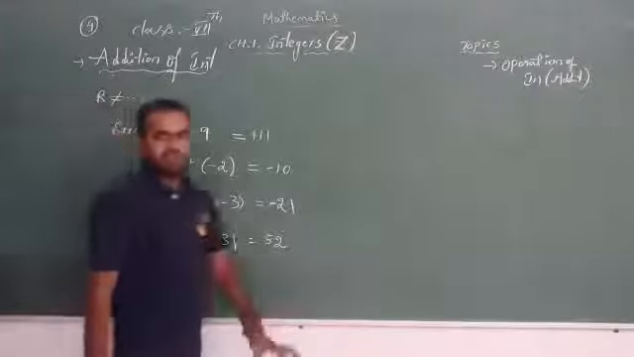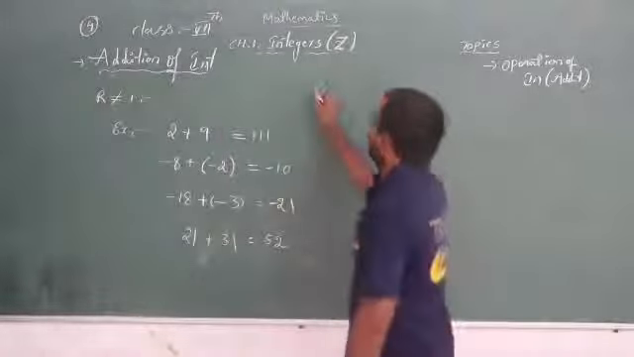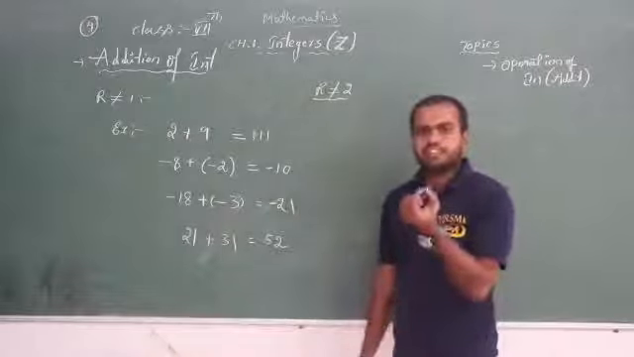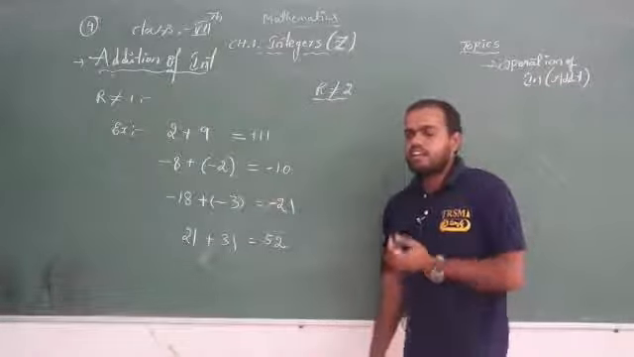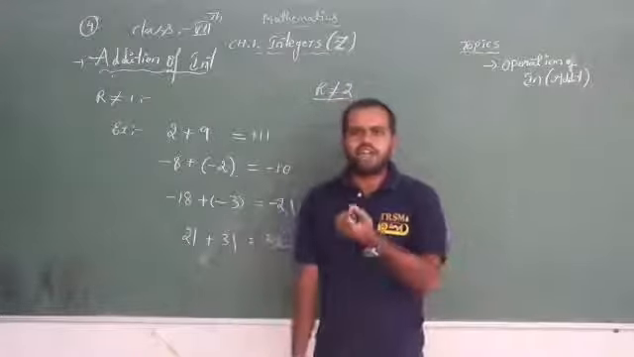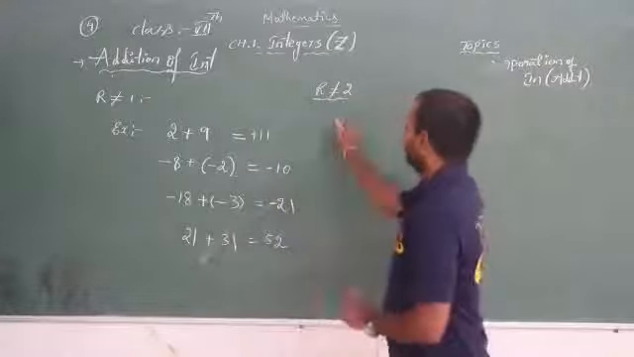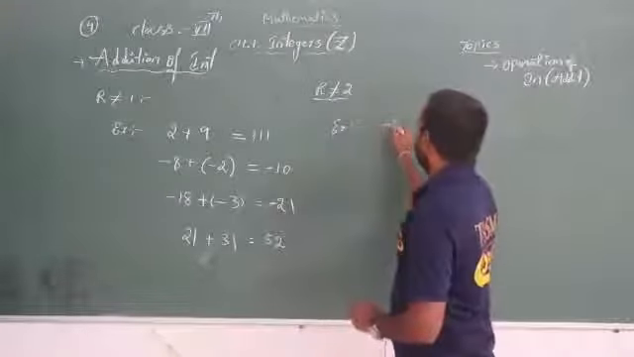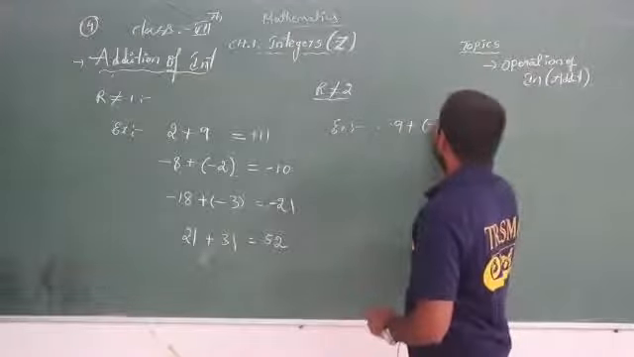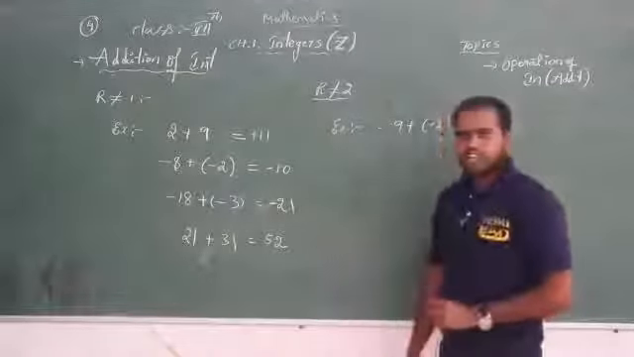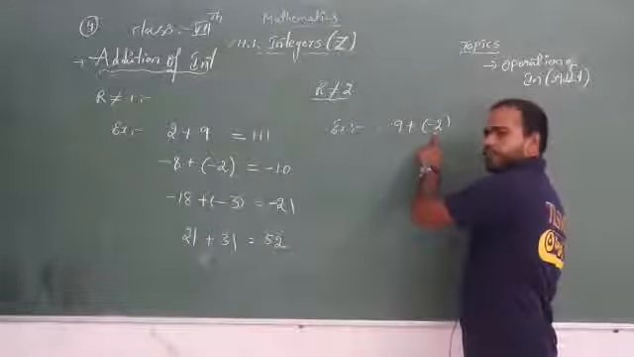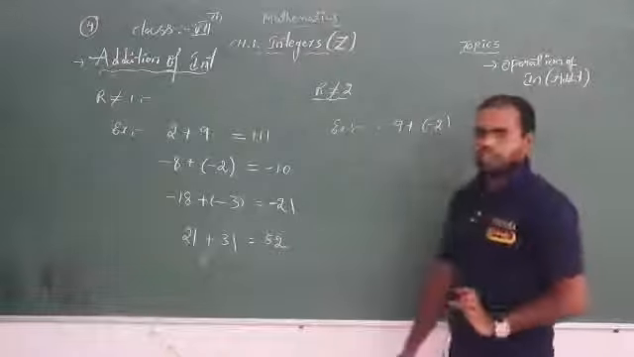Now see rule number 2. What is rule number 2? Rule number 2 says that if you are adding two numbers with different signs, meaning one number is positive and one number is negative, then how do we add the numbers? Let's see one example. I take a positive number 9 and another number, minus 2. One is a positive number 9 and the other is a negative number, minus 2. Now I am adding both numbers.